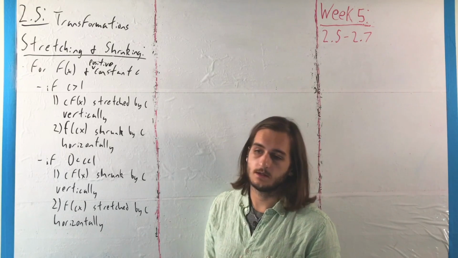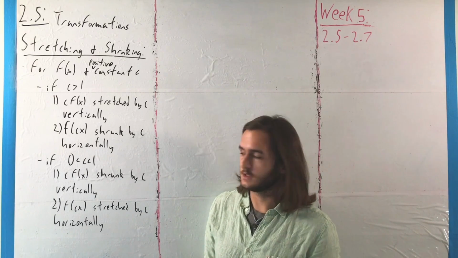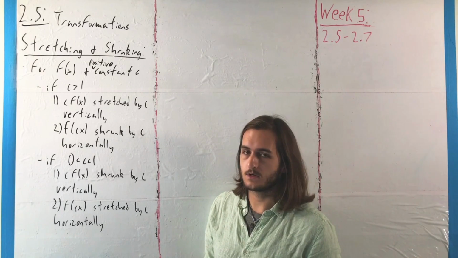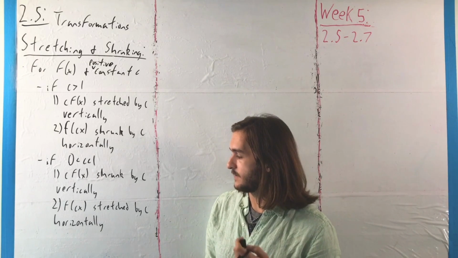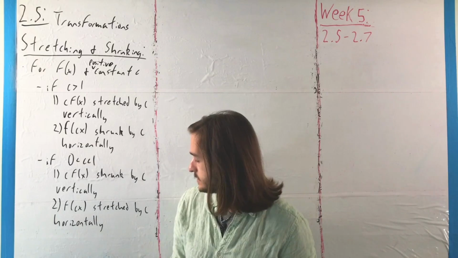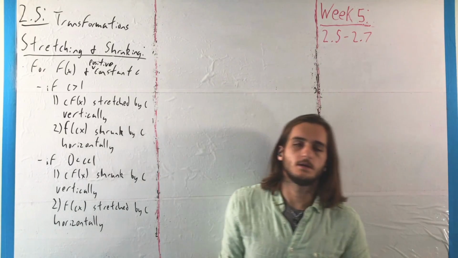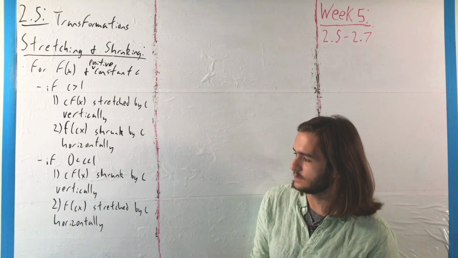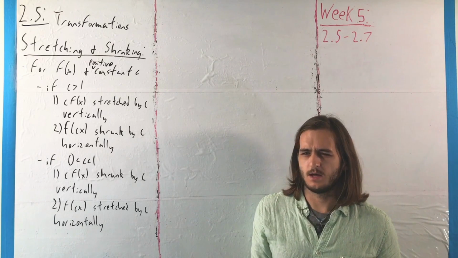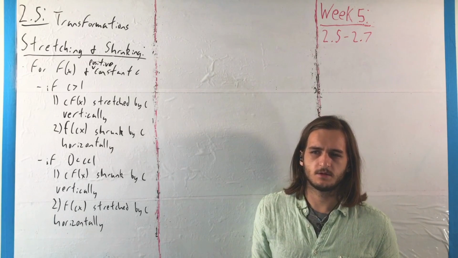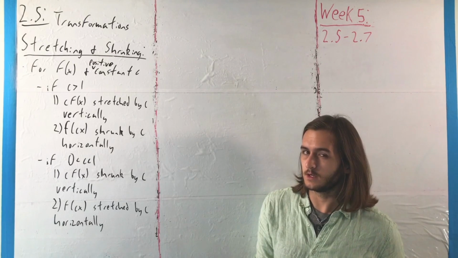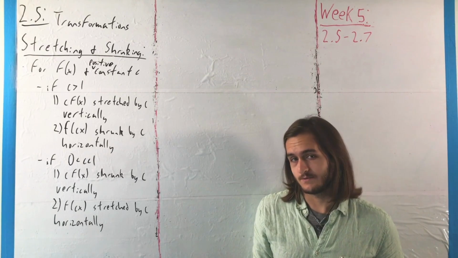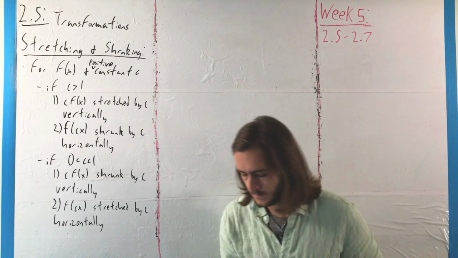And then if c is a fractional or decimal amount between 0 and 1, then c f shrinks by c vertically, and f of cx stretches by a factor of c horizontally. As usual, all of this notation is a little bit confusing, especially considering you can think about a vertical stretch as being very similar to a horizontal shrink, really, but we'll see an example or two and we'll have a better sense of how this actually works.